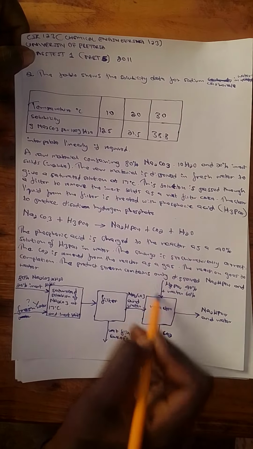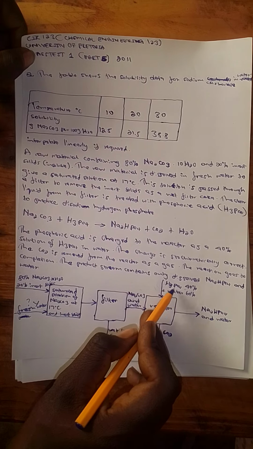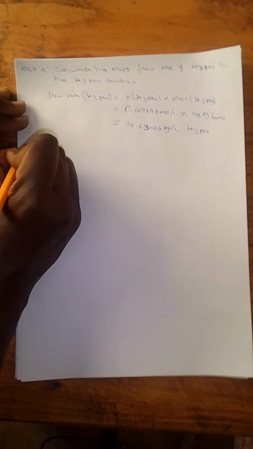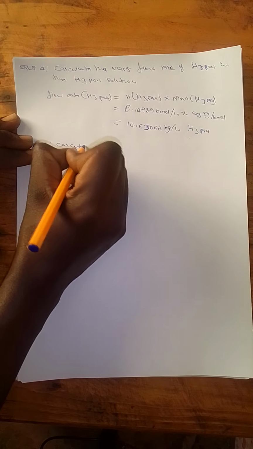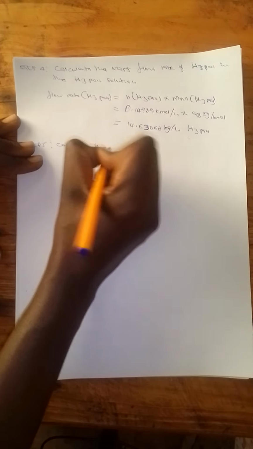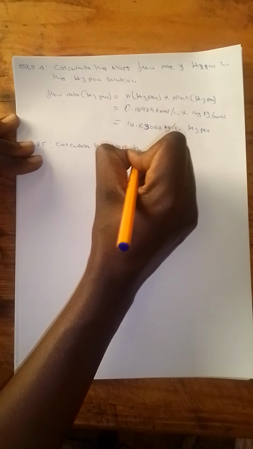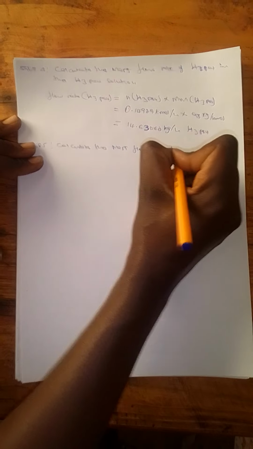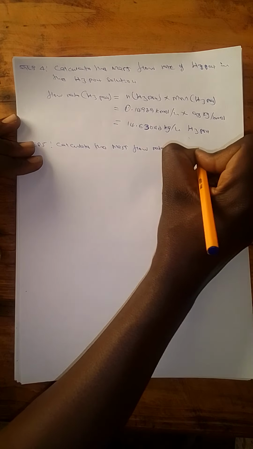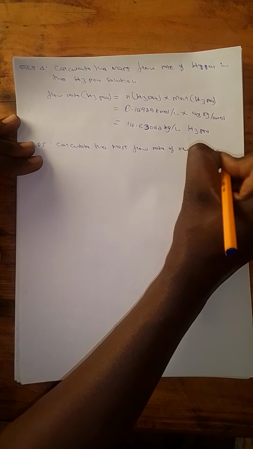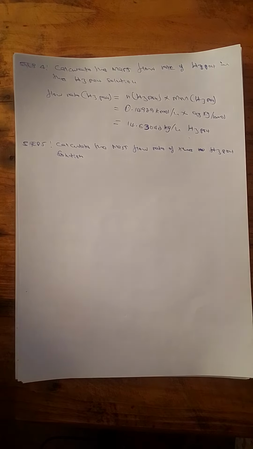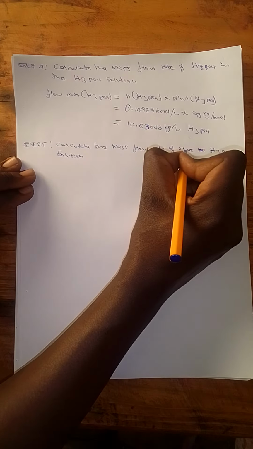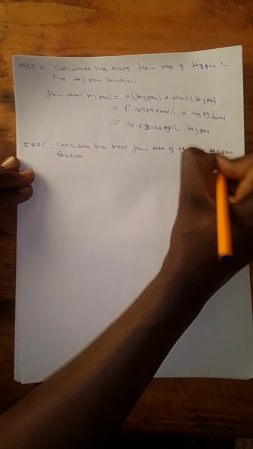Now that we know the mass flow rate of H3PO4 and the percentage, we can go to our step 5, which is to calculate the mass flow rate of the H3PO4 solution. For us to get that, it's always easy.